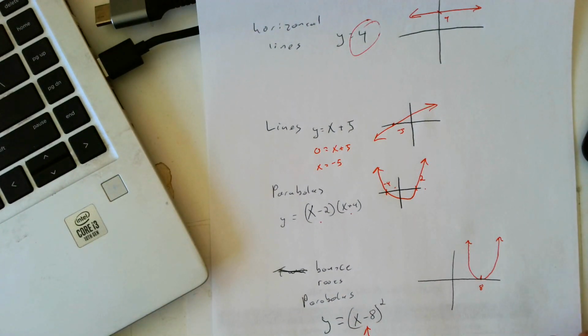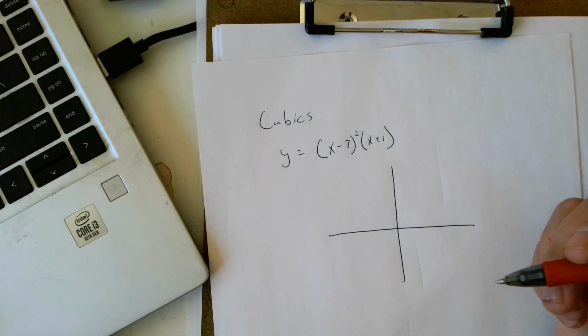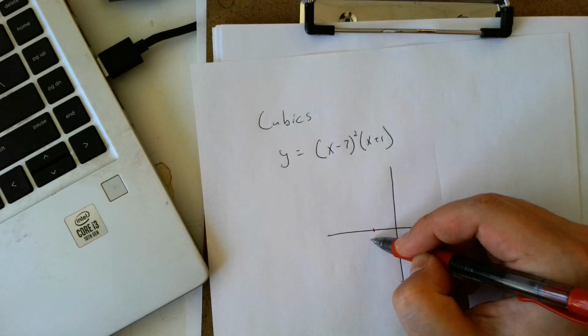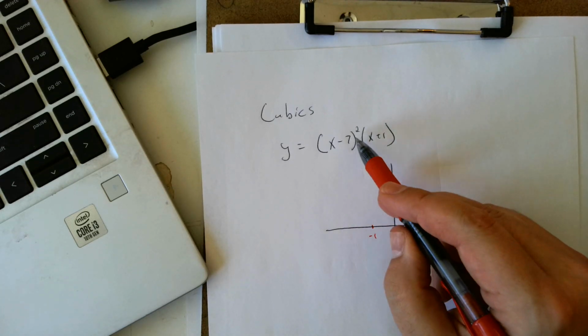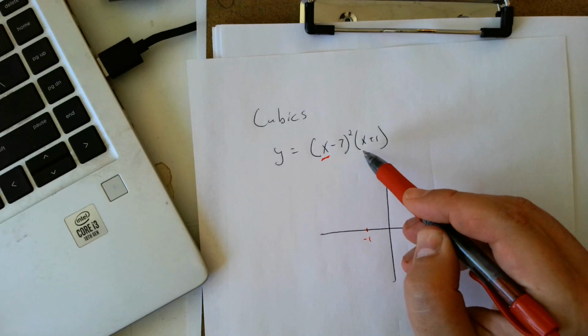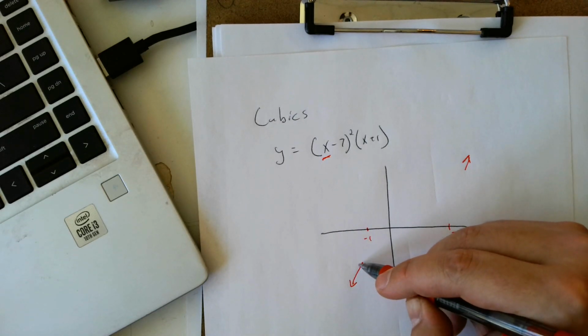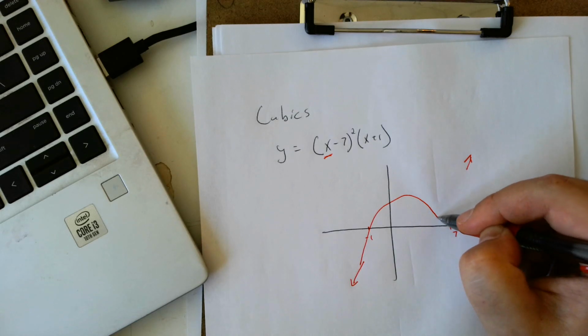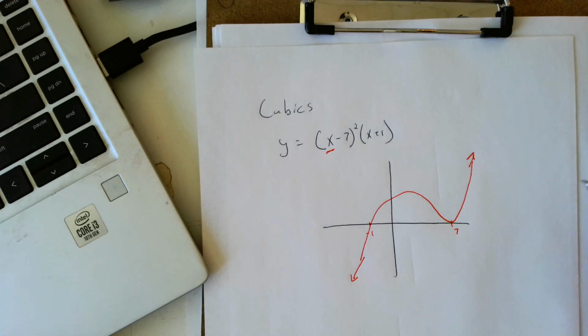Cubics. So if there are 3 x's in factored form, you should be prepared to handle this. My roots are negative 1 and positive 7. This is a cubic because I have 3 total x's. I count this one twice. Not going to get too complicated. I'm just going to go through negative 1 and bounce at 7. Of course, there will be another video on graphing.